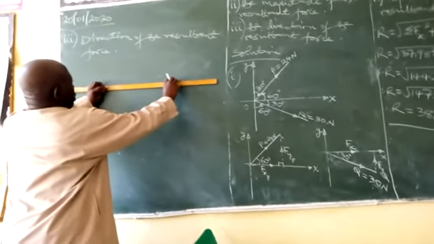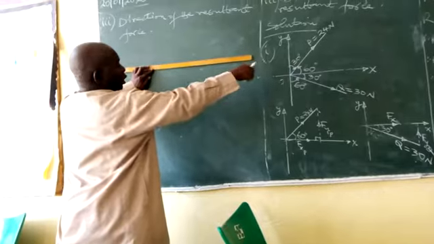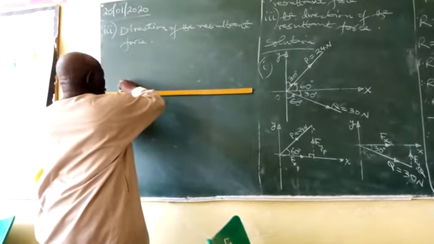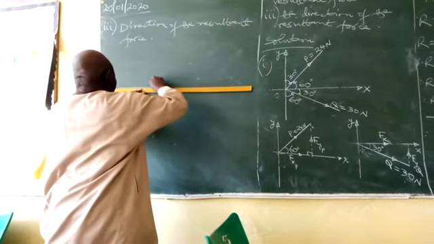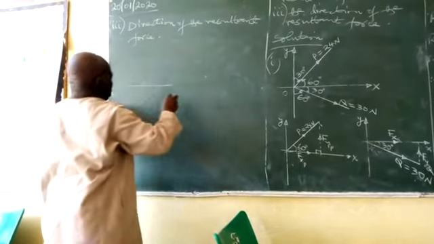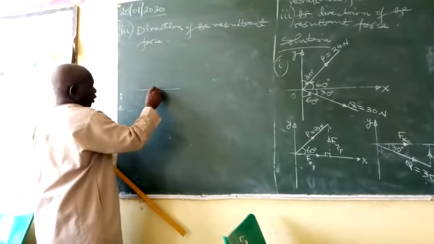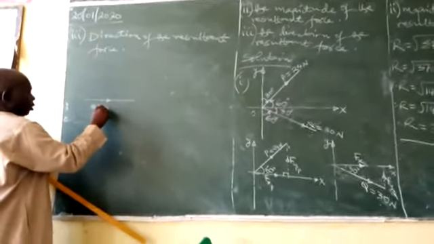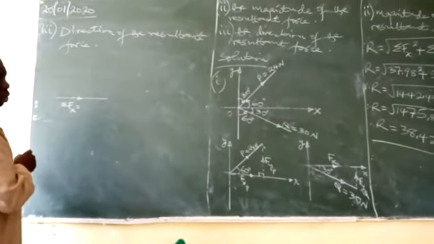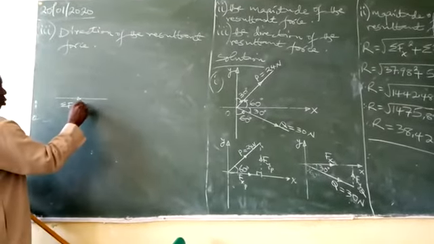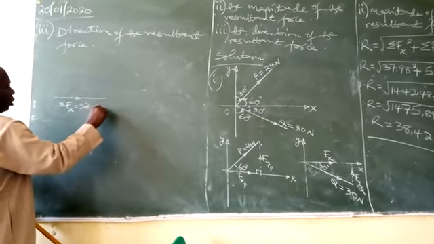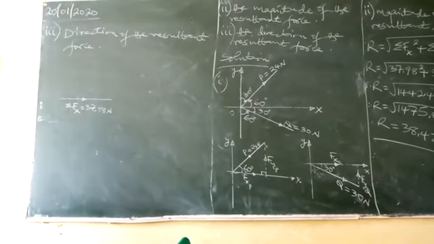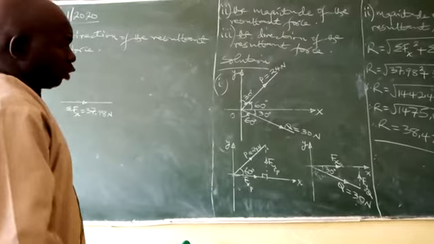So I draw that, since it is along the x-axis and it's positive, I draw that straight line towards east. That is in the direction of the positive direction of the x-axis. That is my summation F of x, which is 37.98 Newton. Then summation F of y is 5.78, which is positive.